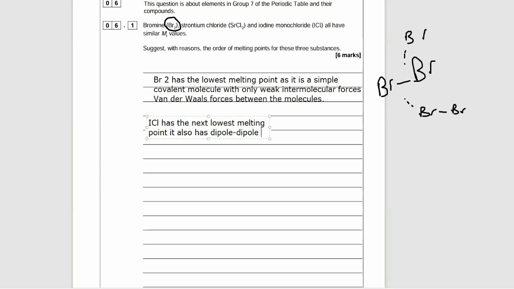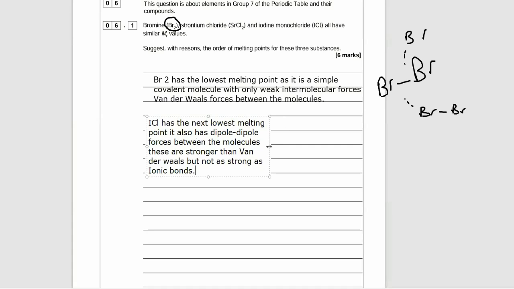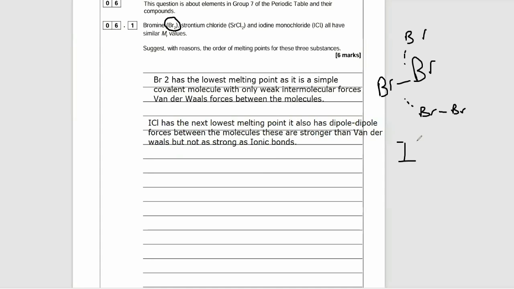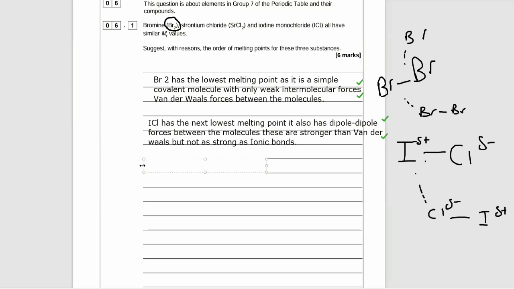So ICl has the next lowest melting point, and that's because it has a permanent dipole-dipole. Chlorine is much more electronegative than iodine. It's higher up and further to the right in the periodic table, so it forms a permanent dipole. In between the molecules are dipole-dipole forces. They're called dipole-dipole because if you draw two of the molecules out like I have here, you've got two dipoles and the forces are in between those dipoles.